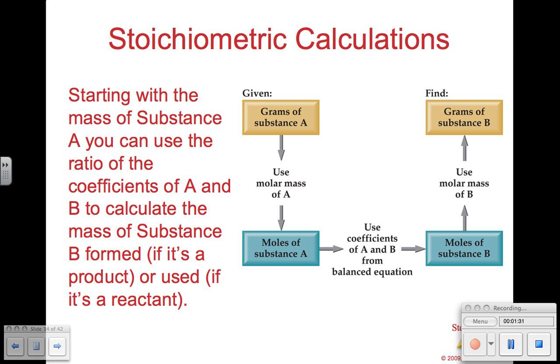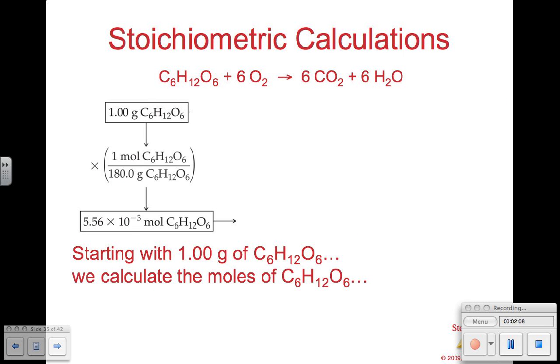So the idea being that you start with the mass of a substance A, you can use the ratio of the coefficients of A and B to calculate the mass of substance B. And this is where you set up your cancellation, so that the units you start with get canceled and the units you want to end with is what you go to. So using dimensional analysis with stoichiometry calculations comes in quite handy when you're working through, especially, a long problem. And we will obviously practice these in class for sure.